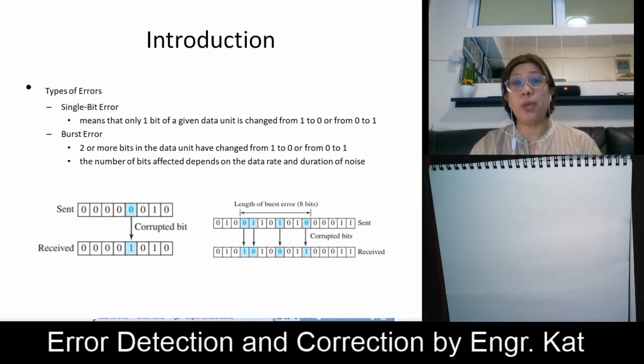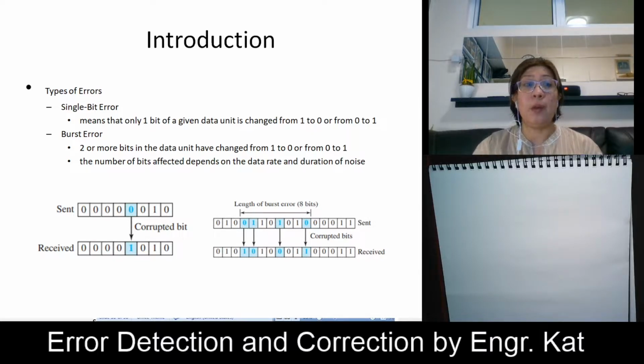A burst error means two or more bits in the data unit have changed from 1 to 0 and from 0 to 1. The number of bits affected depends on the data rate and the duration of the noise. Between single bit error and burst error, it is the burst error that is most likely to occur in a digital transmission. The reason is that the duration of the noise signal is normally longer than the duration of a single bit, which means that when noise affects your data, it affects a set of bits, not just a single bit.